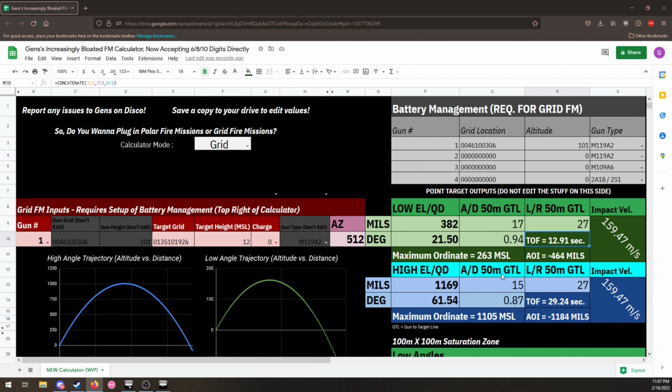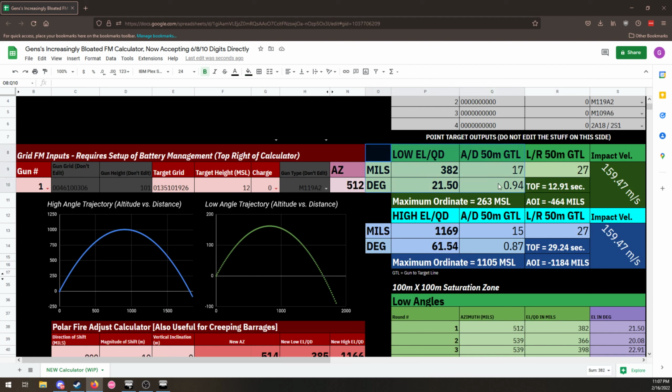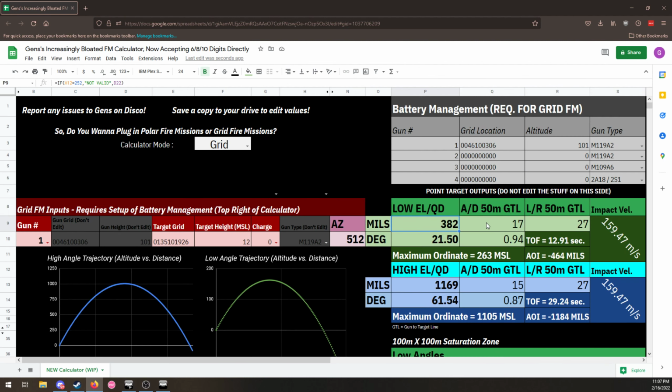12.91 seconds is much more appealing. So we're going to go ahead and use the low angle solution, which is what's in these green boxes right here. We have an elevation of 382 mils, and to add or drop 50 meters on our shot along the gun to target line, that is the line that you can draw on the map from you at the gun to your target, it's going to be 17 mils. So we would bump it up 17 mils to, what is that, 399 to go 50 meters further, or we could drop it 17 mils down to 365 to pull it 50 meters short.